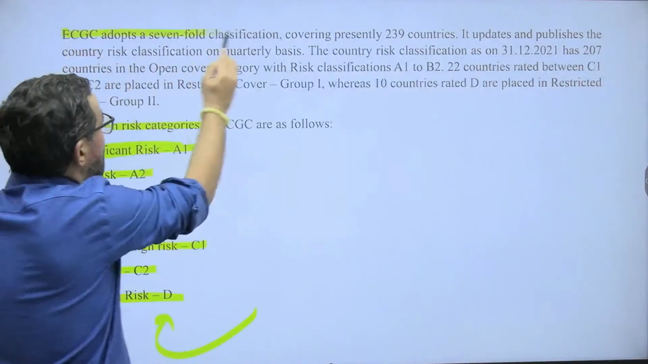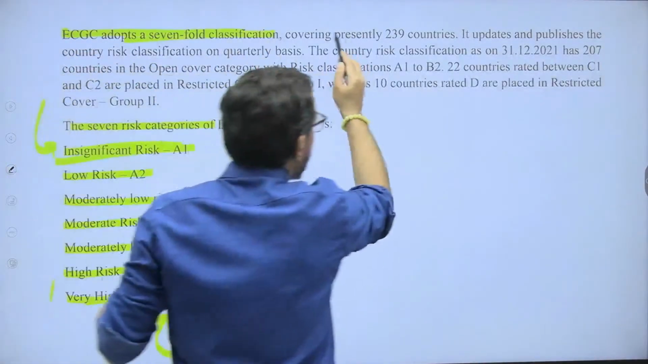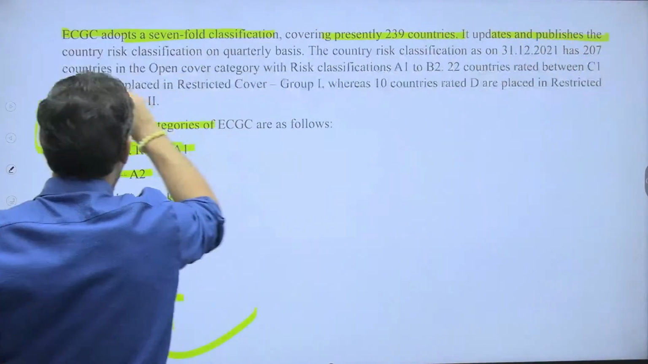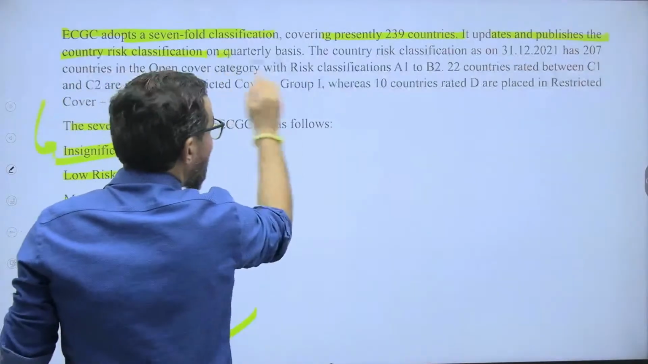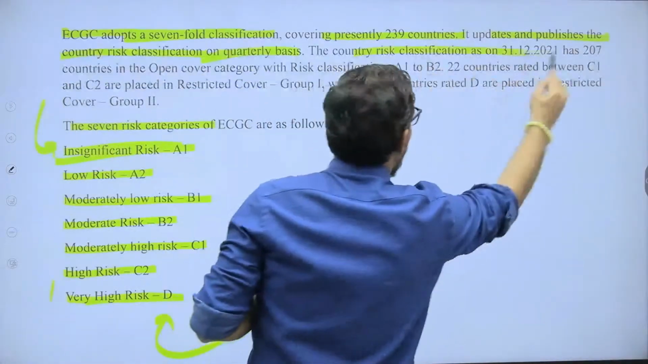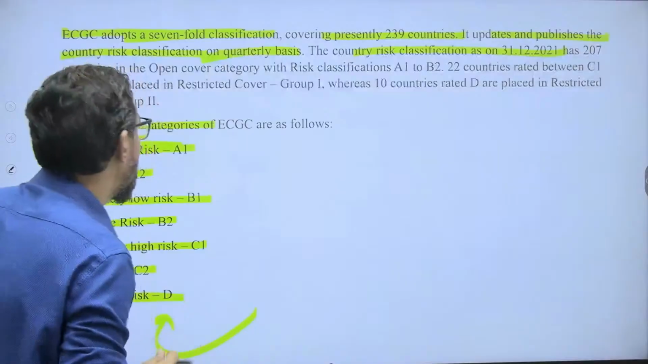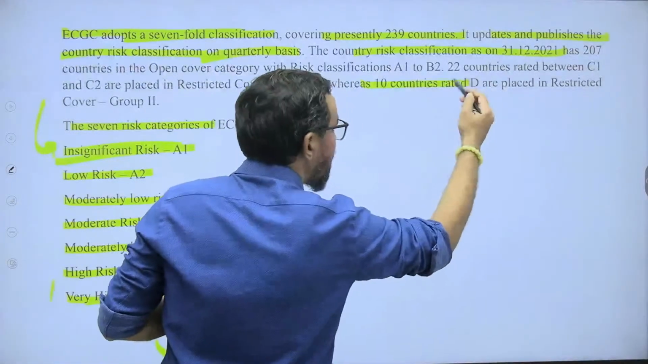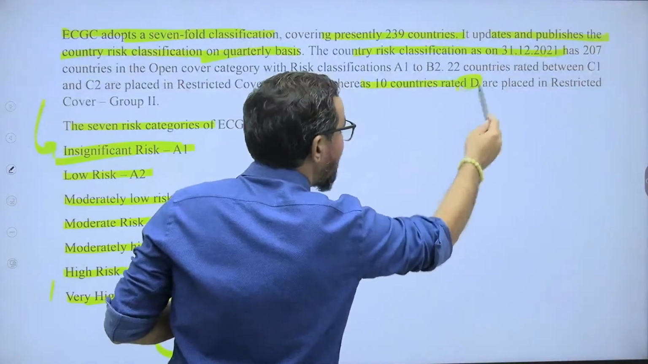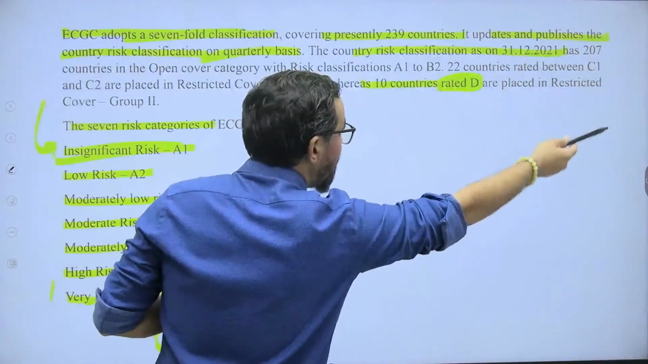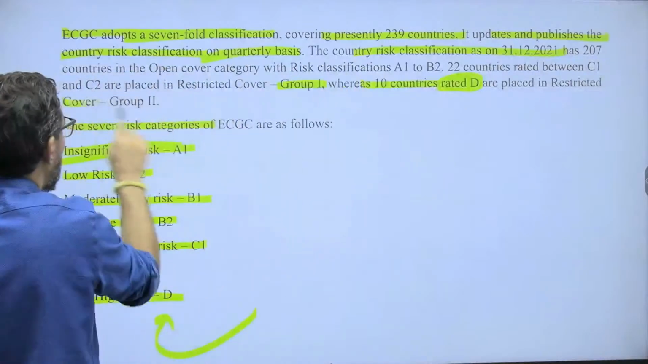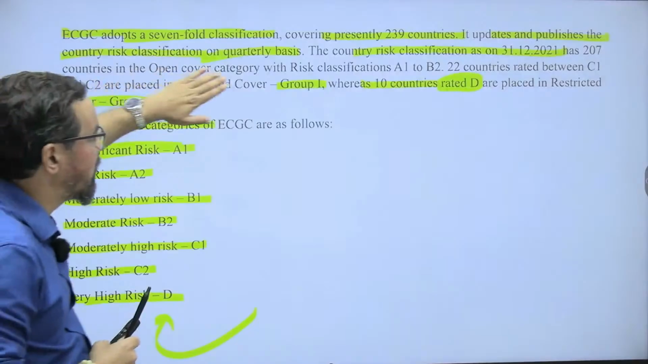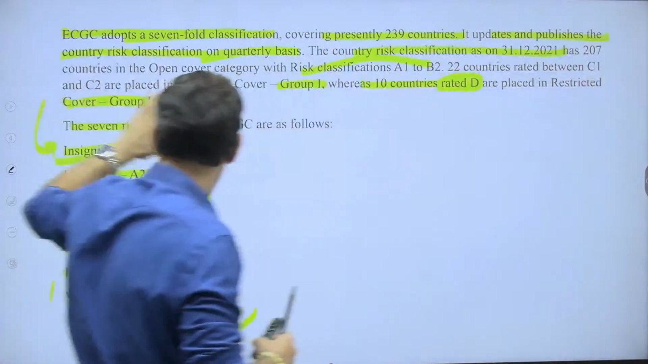So ECGC adopts a 7-fold classification covering presently 239 countries. It updates and publishes the country classification on a quarterly basis. The country risk classification covers 207 countries. Like we have group 1, and the 10 countries rated D are placed in restricted cover, group 2 and all. ठीक है. So these are the different categories, A1, A2, A3, the whole list which is given.